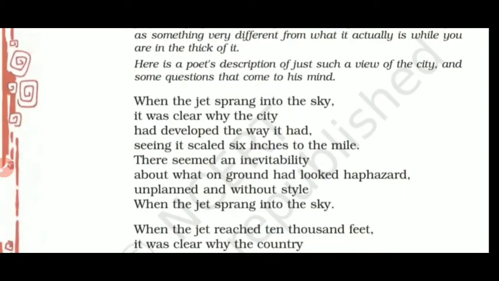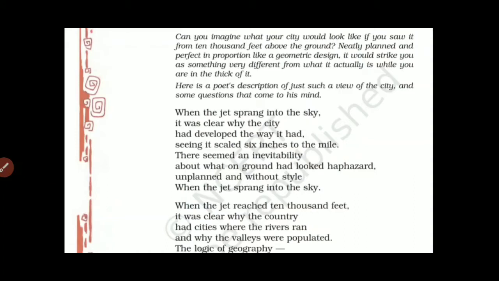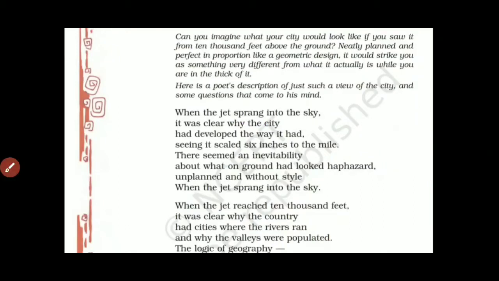See, this is one of the poetic devices. When the first and last lines are repeated, it is called a refrain. Clear? See, when the jet sprang into the sky. Sprang means just came out like a spring. It is the past tense of the word spring. It came out, it flew like anything, it went speedily. It was clear why the city had developed the way it had.